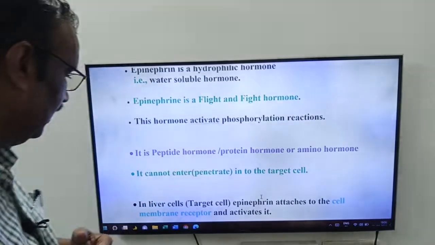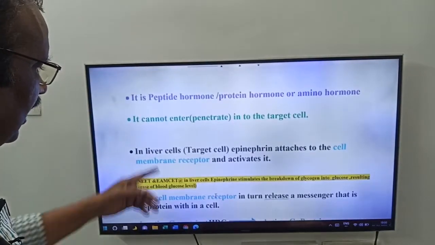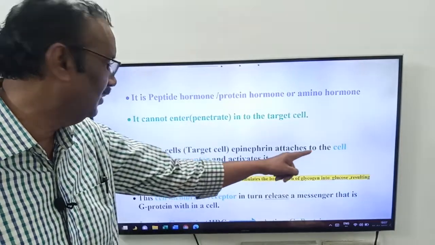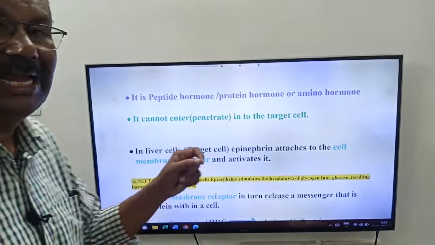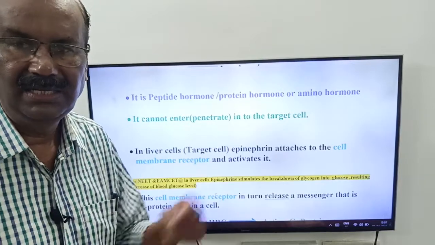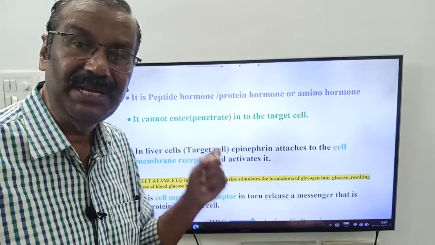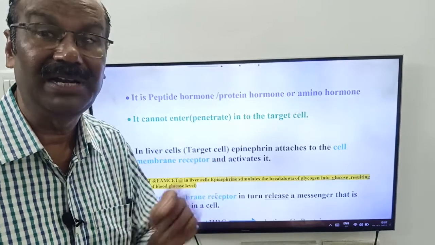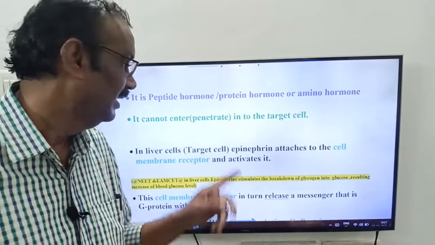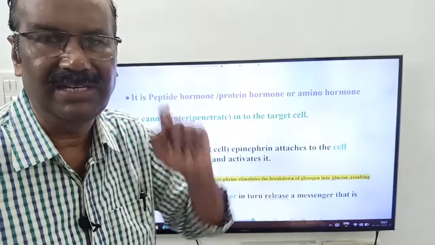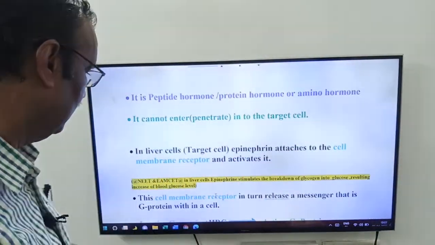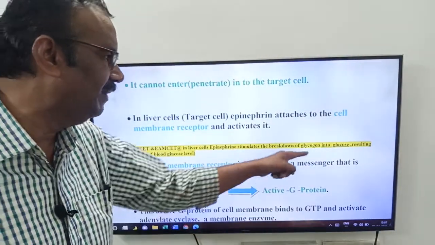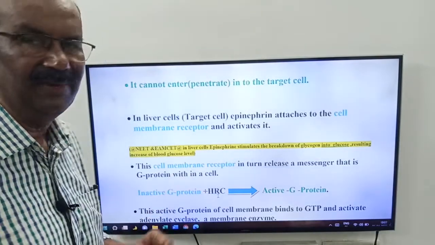Okay, friends. So in liver cells, the liver cell is the target cell of epinephrine, friends. In liver cells, epinephrine attaches to the cell membrane receptor, the membrane bound receptor or extracellular receptor, and activates it. Here the target cell is what, friends? Liver cell. This cell membrane receptor in turn releases a messenger, that is G protein, within the cell.